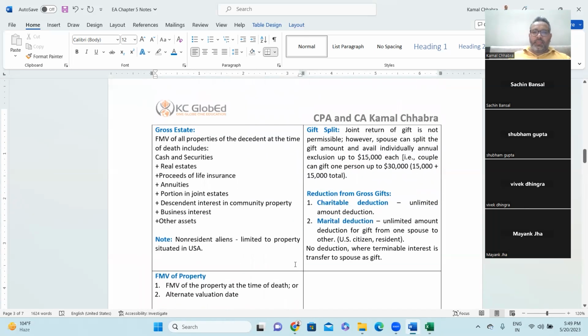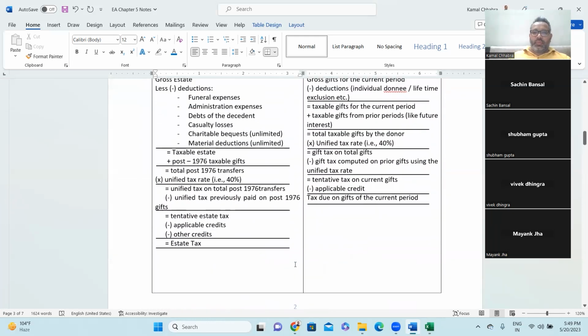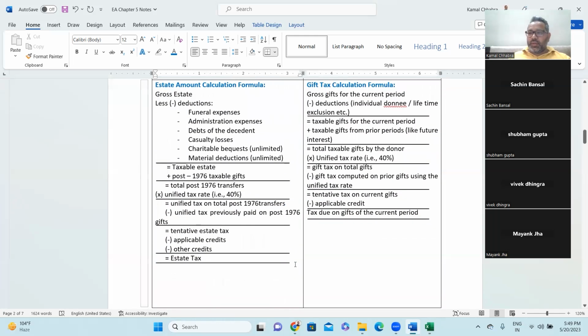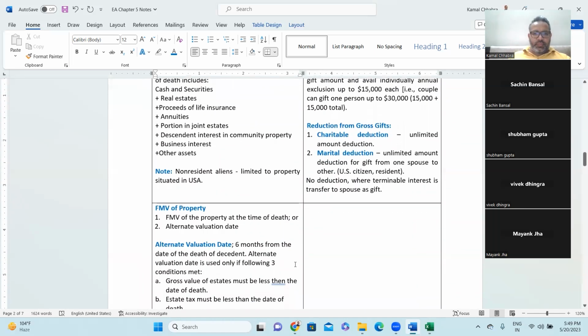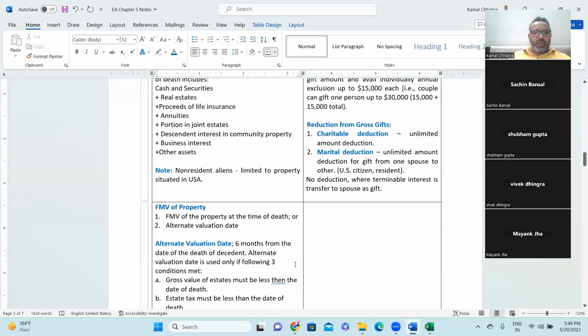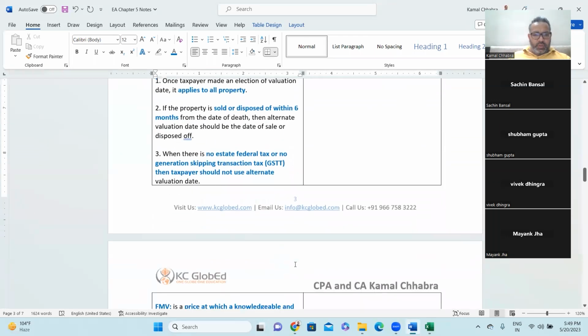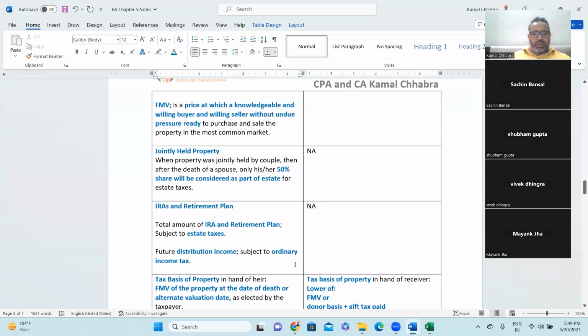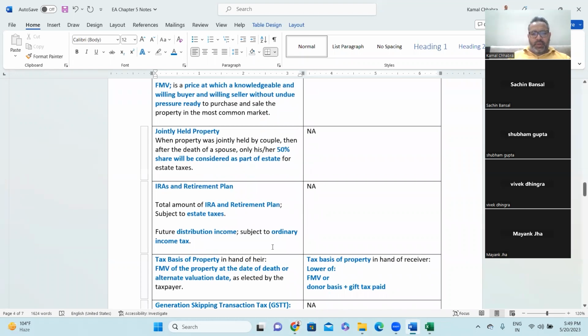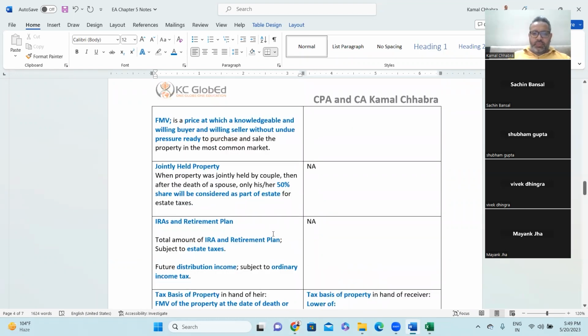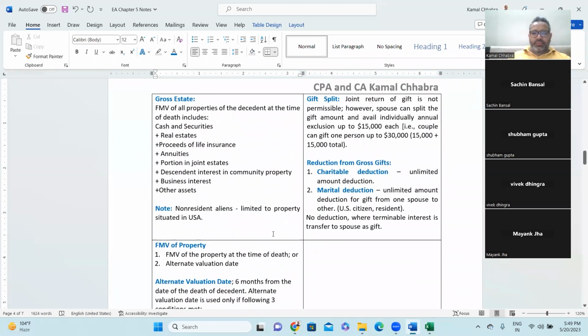Yes, sir. Now, will IRA also come under gross estate? Yes, we'll be coming to that also. That is also part of gross estate. This proceeds of life insurance, annuity, we have kept separate, so we kept IRA and retirement plan separately. We'll be discussing that also.